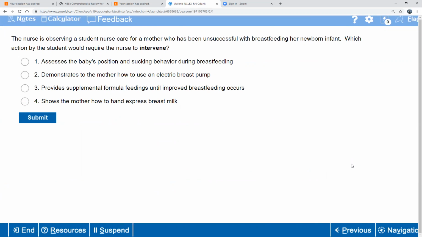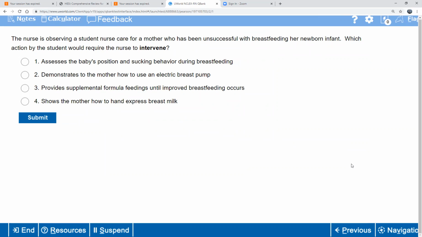Is the heart rate 120 to 160? Which one? The heart rate. In your book, it's 110 to 160? Yeah, in our book. Oh, okay. So not 110.